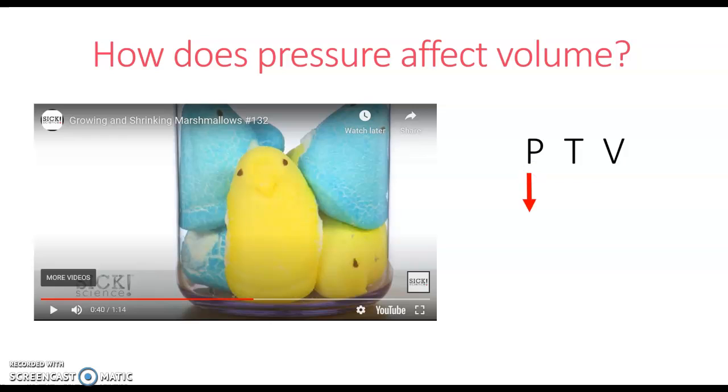So what happens is, as there's less pressure pushing on the peeps, aka the marshmallows, the volume of the gas inside of the peeps, because marshmallow is just a lot of air, is going to increase because there's less gas pushing on it. Because these two did opposite things, this is called an indirect relationship.